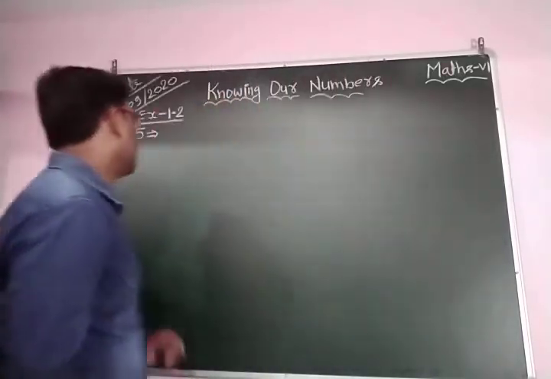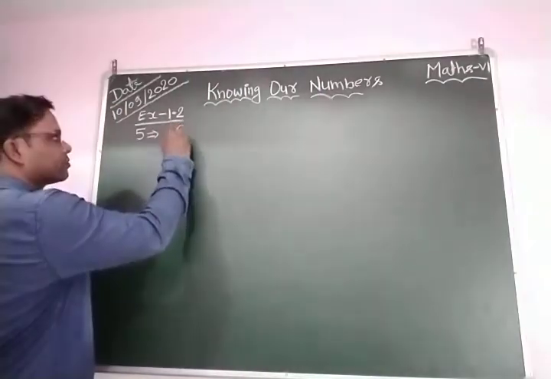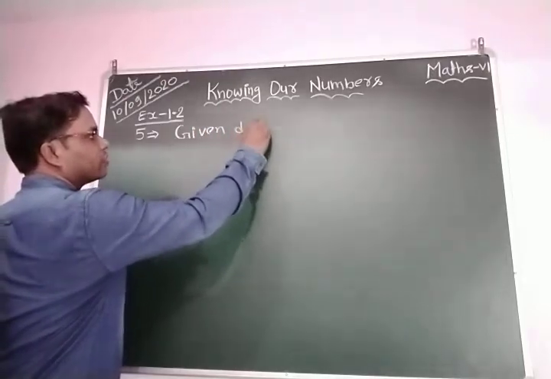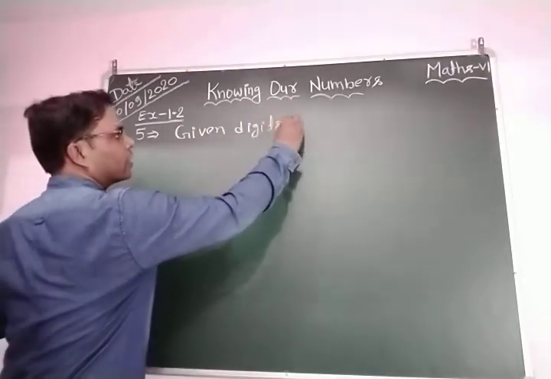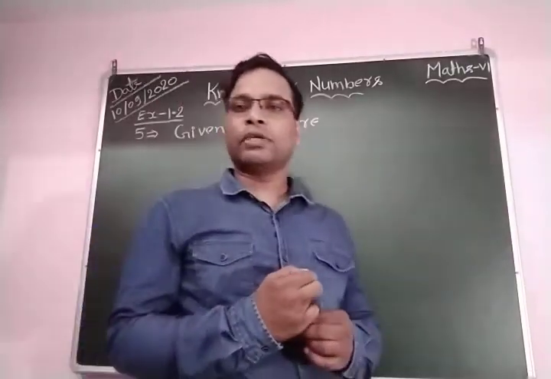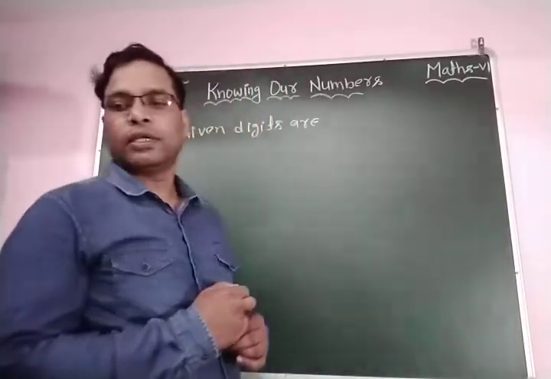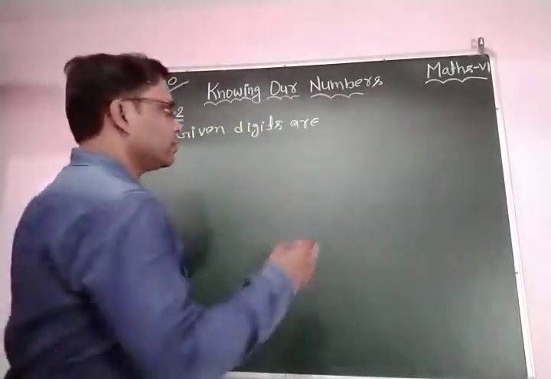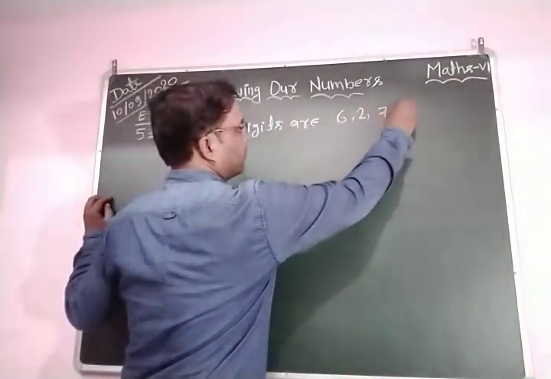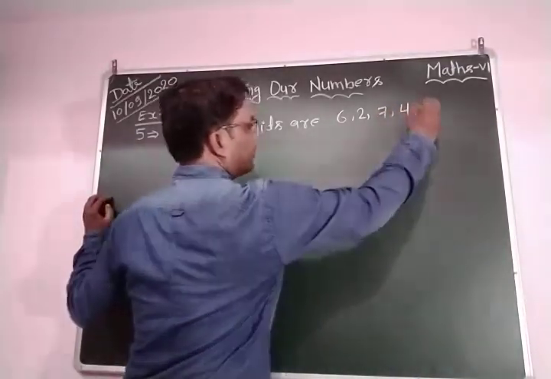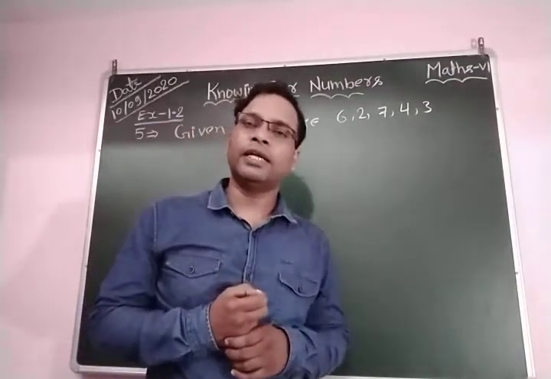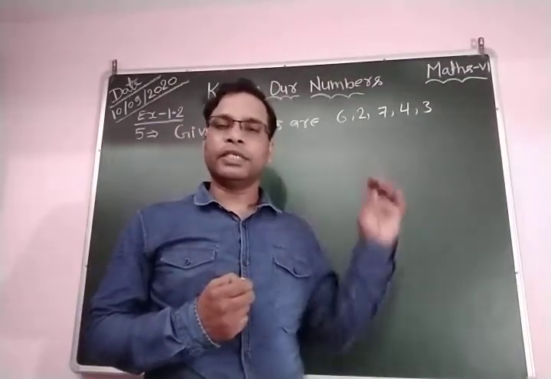So what are the given digits here? The given digits are 6, 2, 7, 4 and 3. These are the 5 digits given in this question. First we need to find the greatest 5-digit number using these digits.